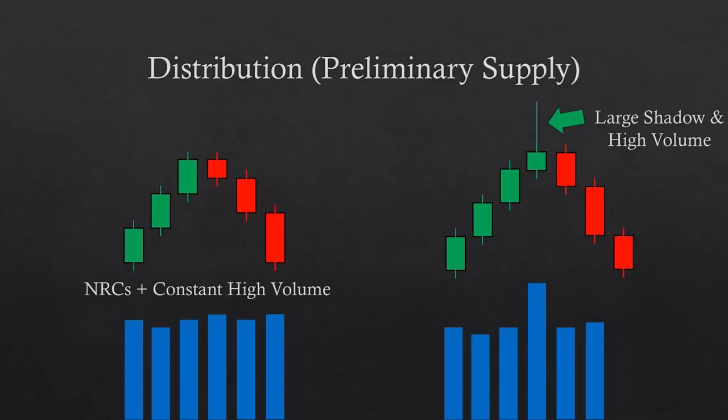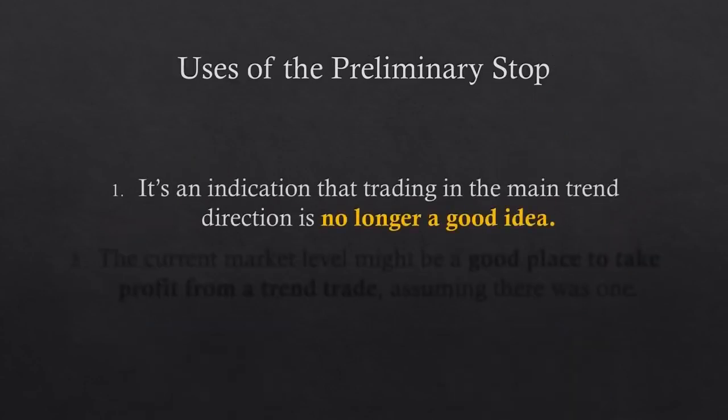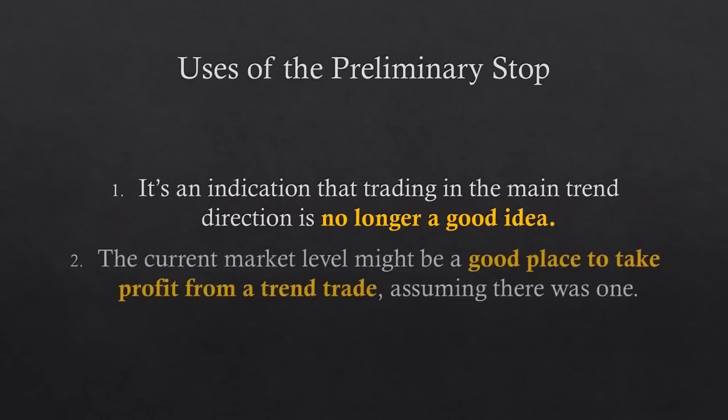For the trader following the Wyckoff method, the preliminary stop has two main uses. It serves as an indication that it's no longer a good idea to trade in the direction of the current trend, and the current price level might be a good place to take profits, assuming a position was taken at the beginning of the current trend.